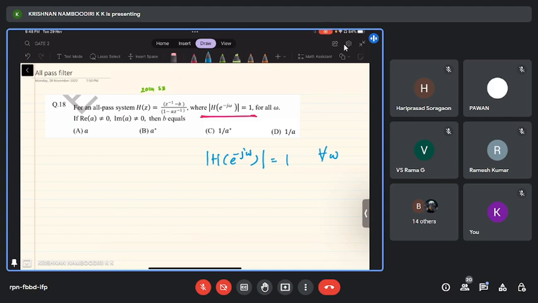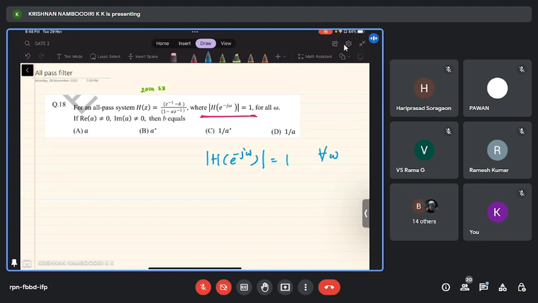Okay, you may think why such a filter is needed, right? That may be for some phase correction. It has a magnitude equal to 1 for all omega, but it will have a phase component. You might have heard of linear phase filters and all, right? If I use non-linear phase filters, in order to correct that phase, we can use these all pass systems. That is the typical use of these systems.